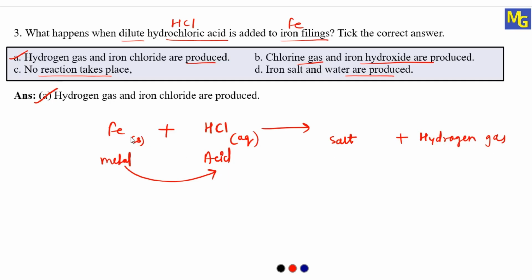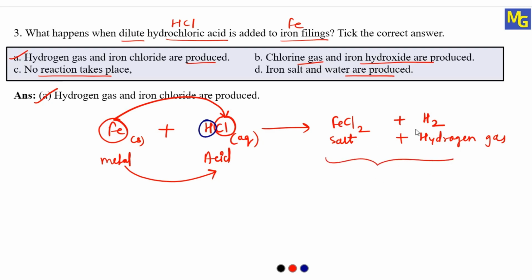So how are we going to get the salt? When this electropositive metal combines with the electronegative non-metal, we are going to get a salt which is called FeCl2, iron chloride. And what is remaining? The remaining is H2, and that's why we get hydrogen gas. So these are the products we are going to get in this reaction. So what are my products? It is iron chloride and hydrogen gas, and that's why if you see all the options, the first option, hydrogen gas and iron chloride are produced, is the correct one.